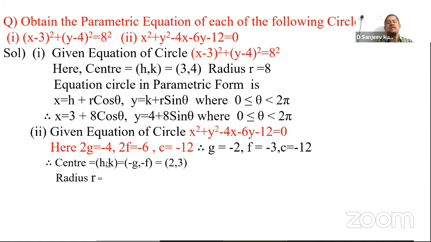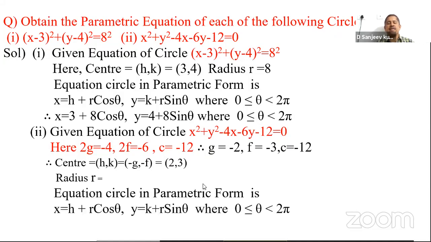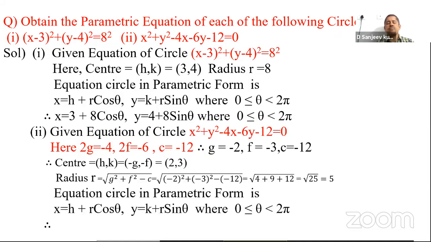So we are going to convert into the form x minus h whole square plus y minus k whole square is equal to r square. For that reason the h value is 2 and the value of k is 3. So you can say x is equal to h plus r cos theta, y is equal to k plus r sin theta.